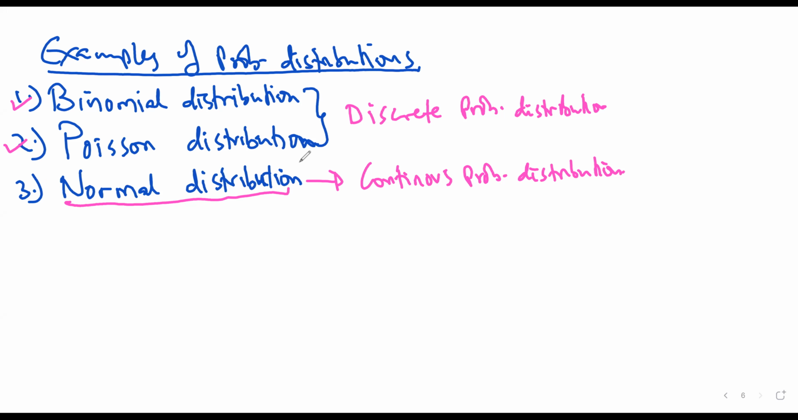We define each one of them. We look at the properties of each one of them. And we also look at the scenarios when it is applicable. And finally, we'll be solving some problems in each case. So let's start with binomial distribution.